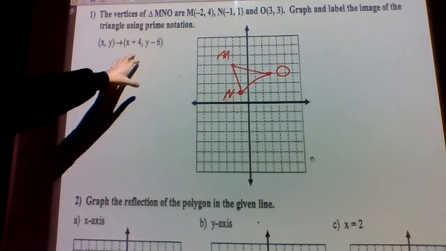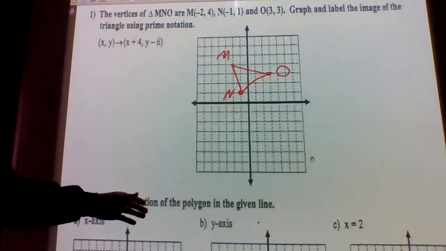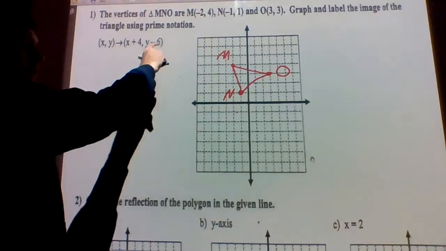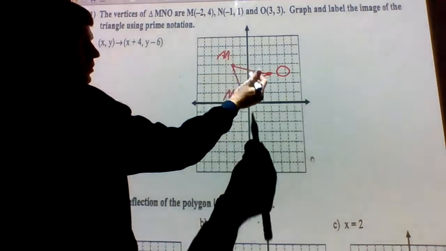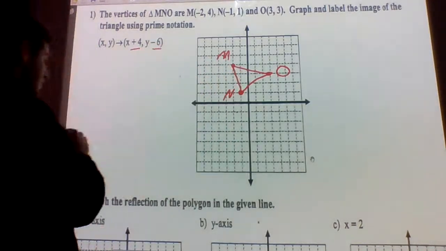So let's count it out first. So this 4 is going to give us our horizontal shift, and the -6 is our vertical shift. So it's a positive 4, so we're going to go right 4, and that's -6, so we go down 6. So we can just count this out. We want to go right 4 and down 6. I'll do this one in blue.